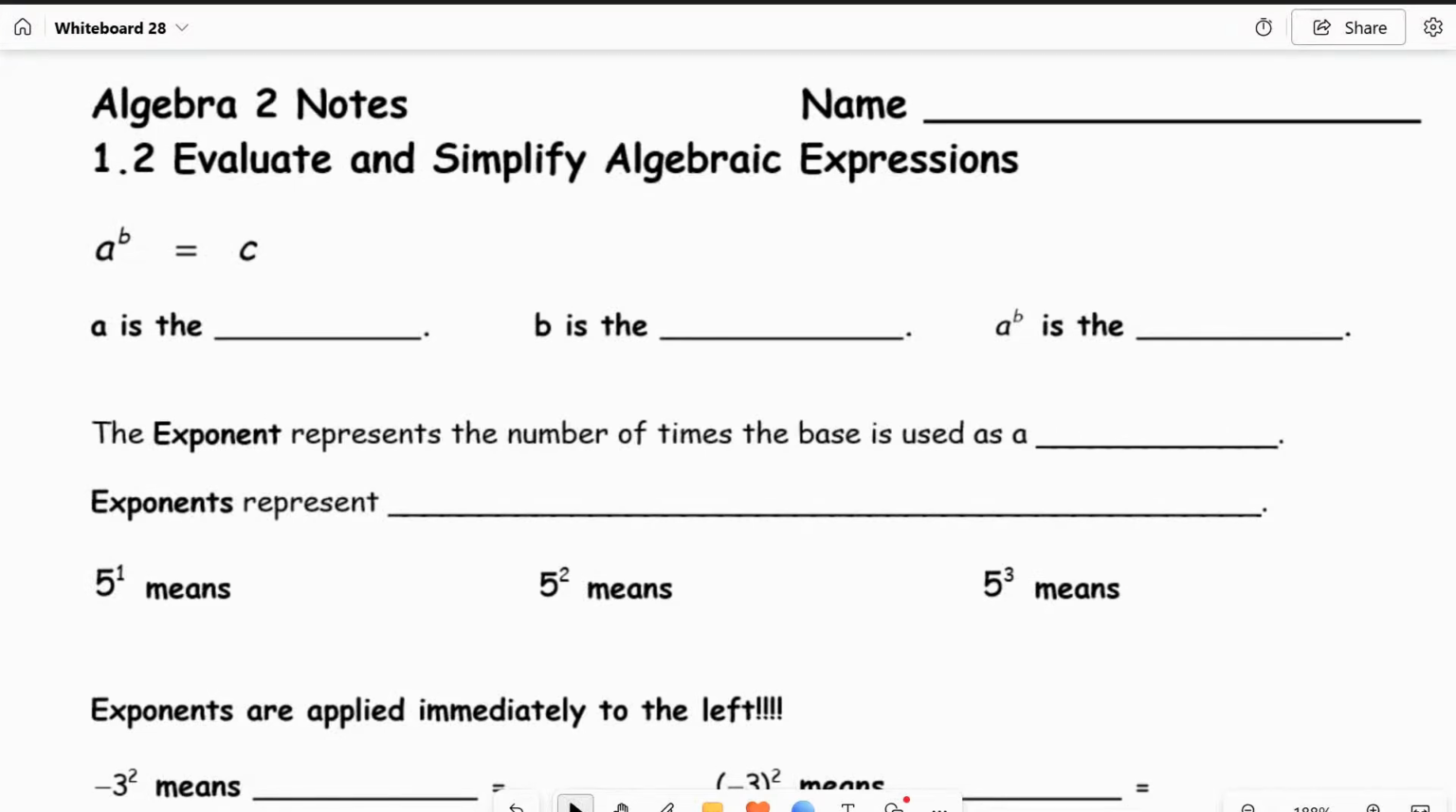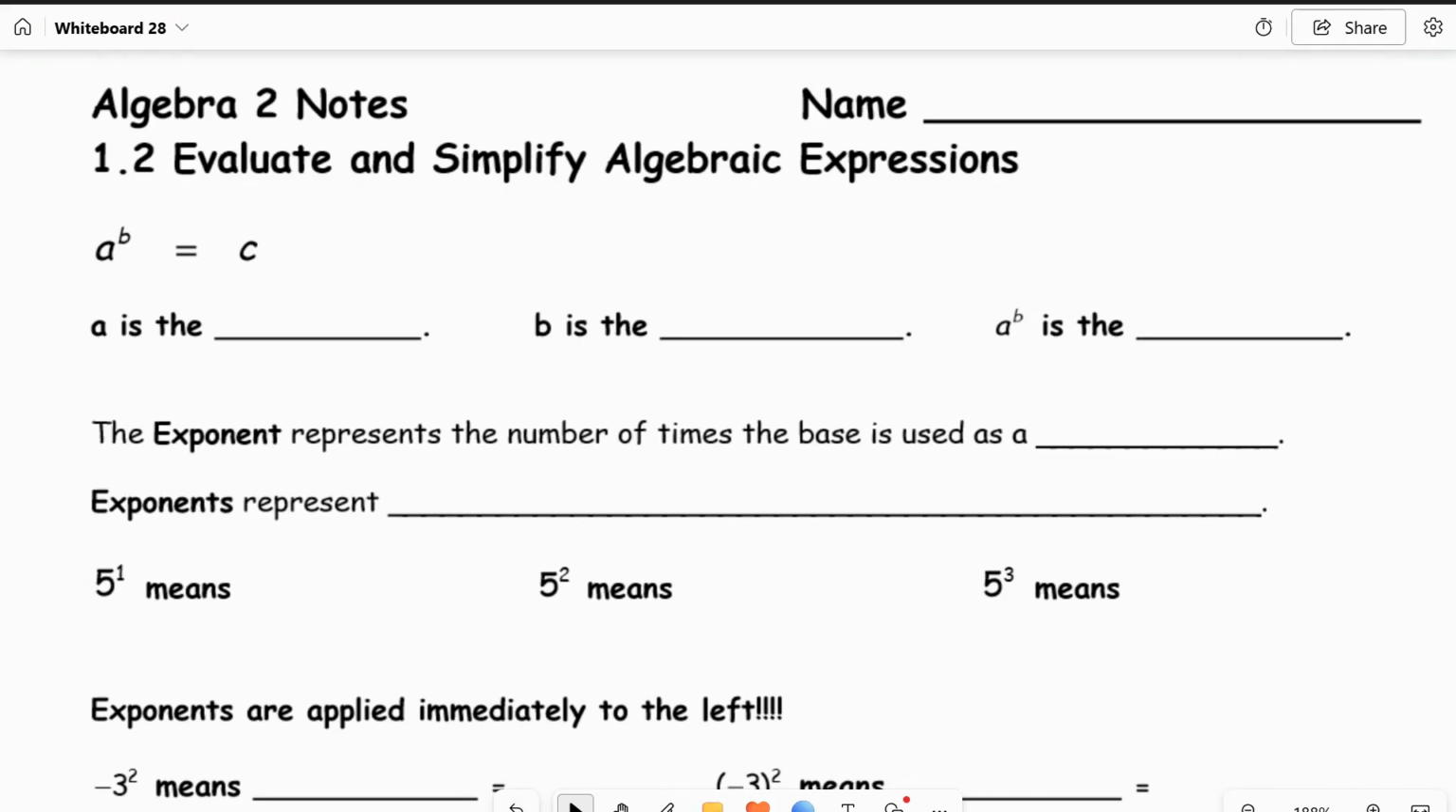This is just a mix of algebra review. All of this should be things that you guys have already seen before, but it's a nice review so that you guys are caught up going into Algebra 2. So first of all, we're looking at exponents here.